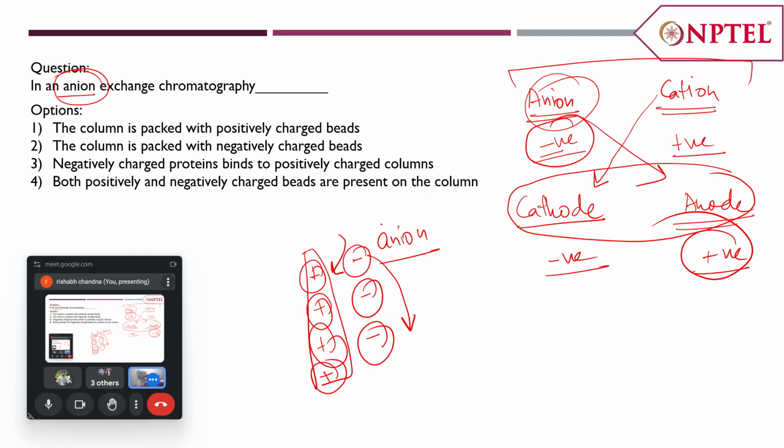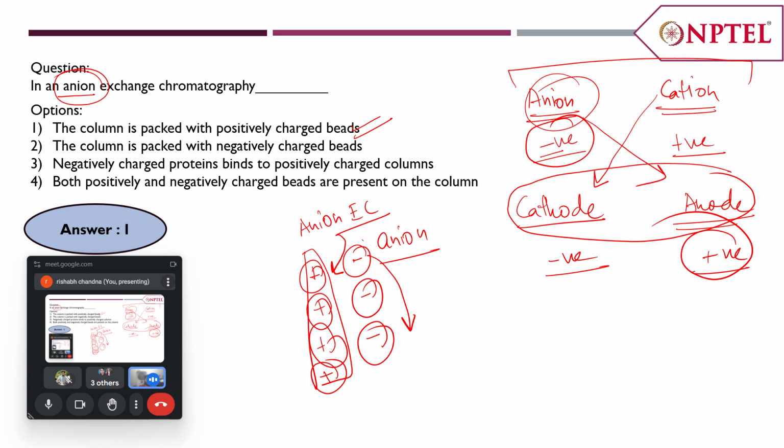So in that case, this is anion exchange chromatography. That means the anion, that is the negatively charged protein or the negatively charged halide, needs to be purified from this particular column. So the stationary phase is positive charge. So this is anion exchange chromatography, and the correct answer here is option number 1.